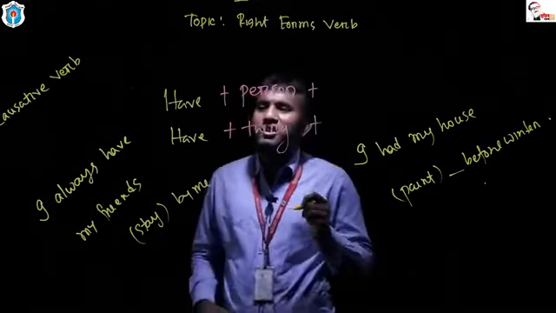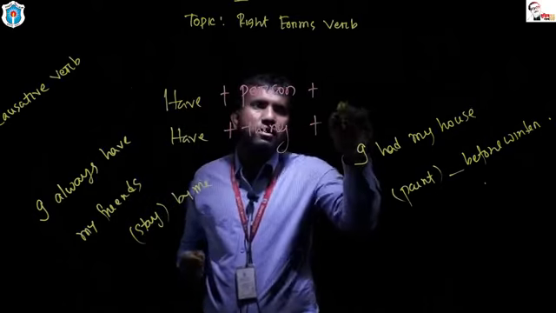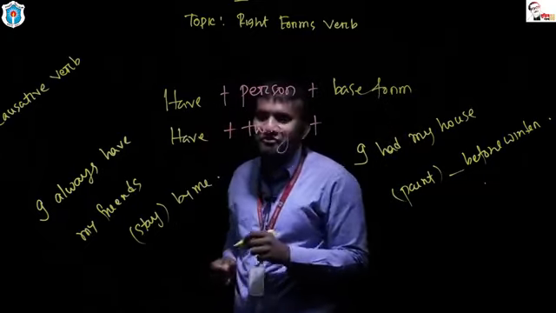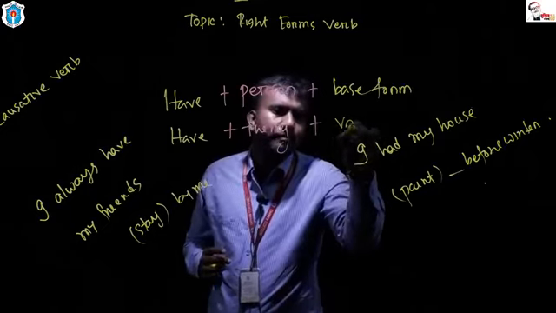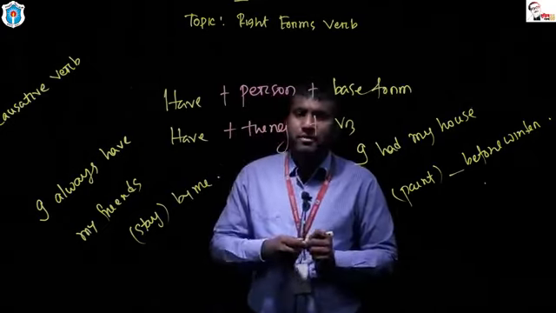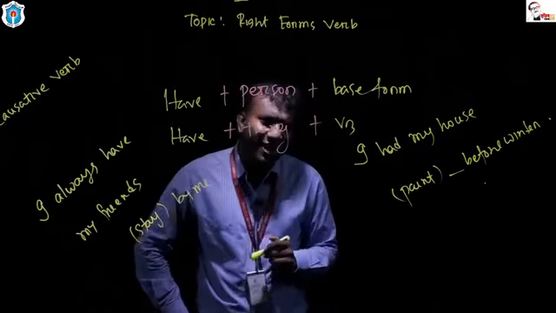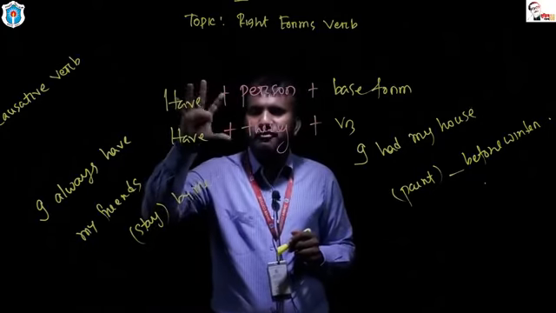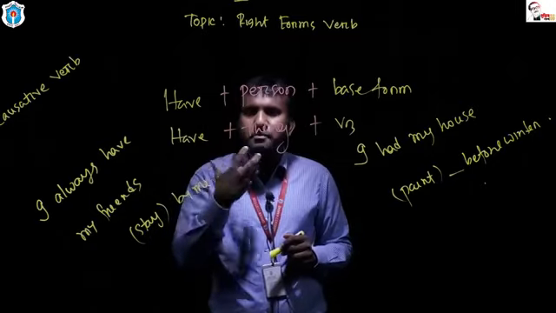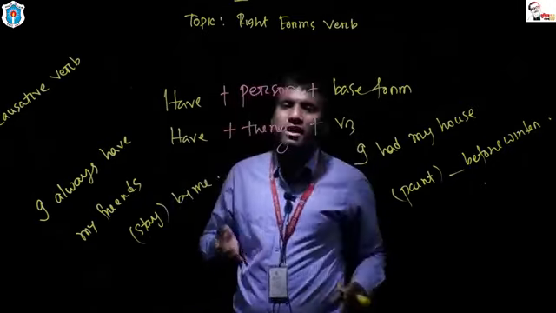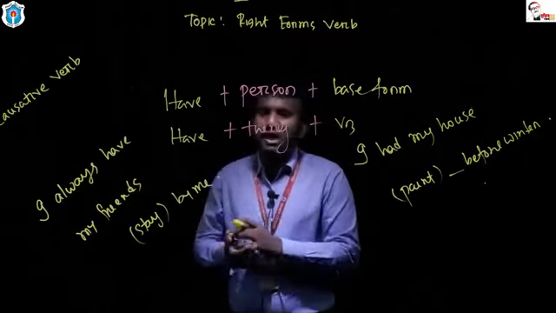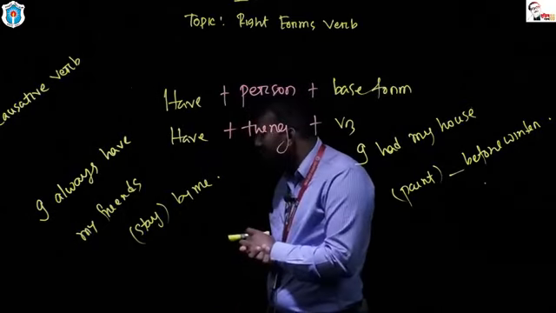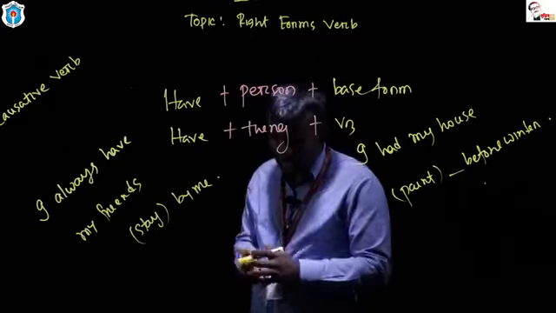Okay. I'm going to give you the solution. After have, if you get a person, you have to use the base form. And after have, if you get a thing, you have to use the past participle form of the verb. My dear students of intermediate, first year and second year from Dhaka College or from other institutions of Bangladesh, try to listen to what I say. If you get a causative verb, try to identify whether there is a person or thing. If you get a person, you have to use the base form as the second verb. If you get a thing, you have to use the past participle. Okay? Is it clear to you? I think it's clear to you.